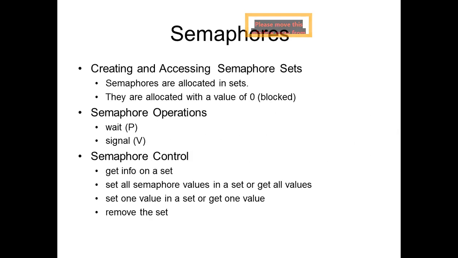Now here, semaphores: creating and accessing semaphore sets. Semaphores are allocated in sets. So there are a number of sets during the running condition of the process. Semaphores are allocated in sets, and they are allocated with a value of 0. A value of 0 means blocked state.